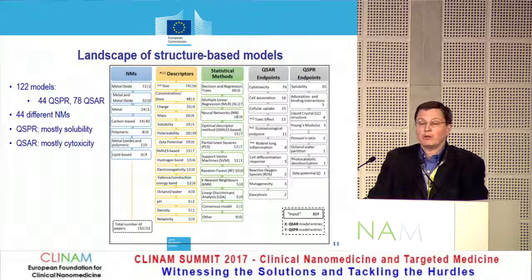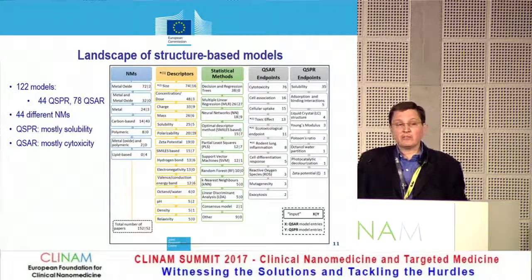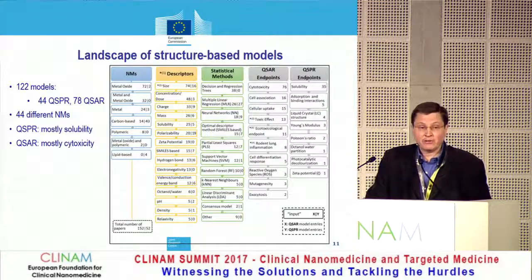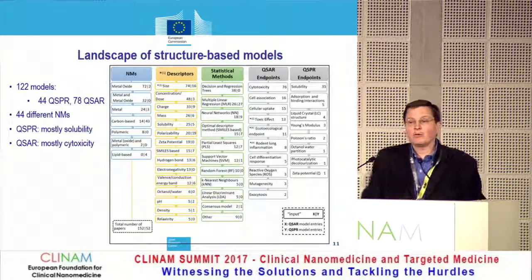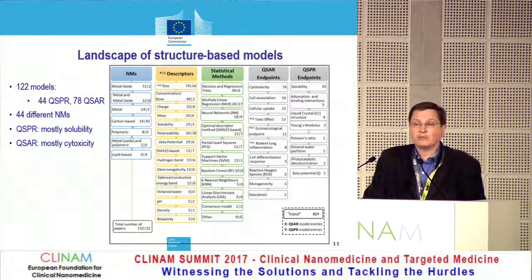Most of the QSAR models are predicting cytotoxicity or some sort of combination of cytotoxicity endpoints, and most of the QSPR models are predicting solubility. So this actually means, for the purposes of REACH, most of these models are not particularly useful, because cytotoxicity is not a required endpoint under the chemicals legislation, and you would probably want to measure solubility rather than predict it. But the value of these models is rather different.